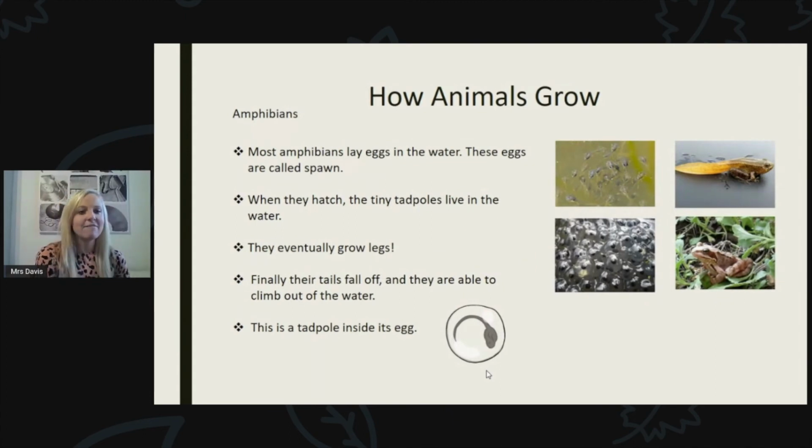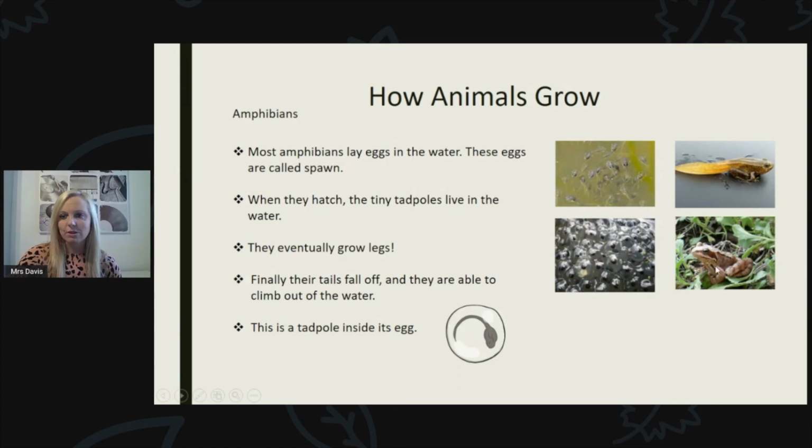Right, let's have a look at our amphibians. So most amphibians lay eggs in the water. These eggs are called spawn. When they hatch, the tiny tadpoles live in the water. They eventually grow some legs. So they go from looking like that to looking like that. You see their little legs there? Finally, their big tail, this bit here, falls off and they are able to climb out of the water. All right, and they look there.